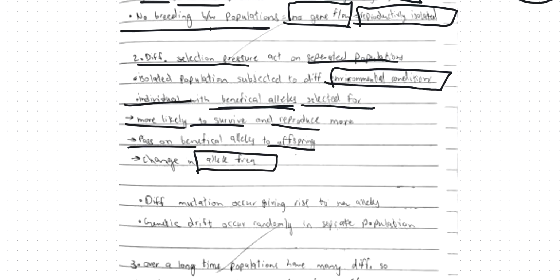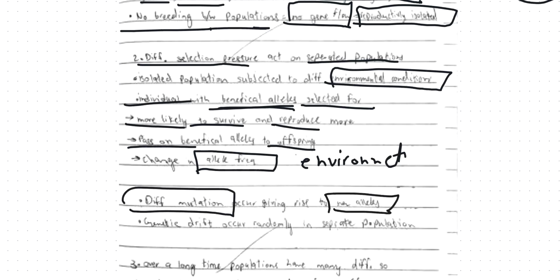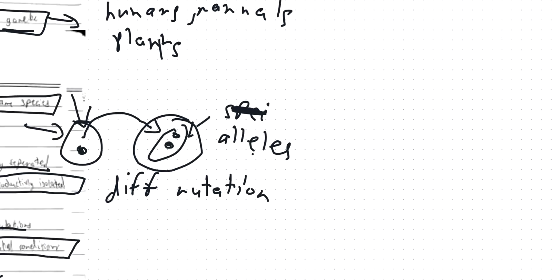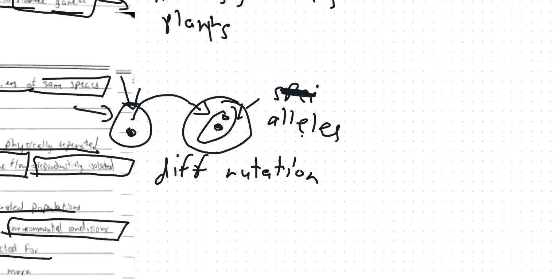And because you have different environments, there will be different mutations happening in the alleles. So at these two different locations, they'll have different mutations as well, because mutations can be affected by the environment. And what do I mean by affected by the environment? If you have UV light, if you have more sunlight here, then you'll have more mutations happening. So yeah, this is an example.